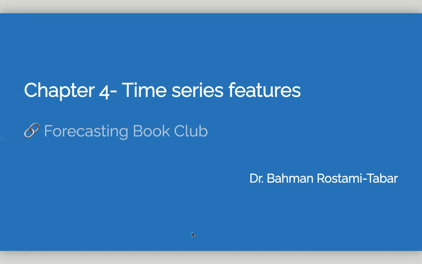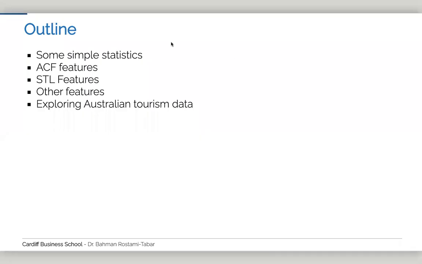So in this chapter 4, we're going to discuss time series features. In this chapter, we see a couple of sections. First, there is a section dedicated to some simple statistics, which are related to some features of time series we may know, like mean, median, percentiles, and things like that. Following that, there is a section dedicated to some features related to autocorrelation.